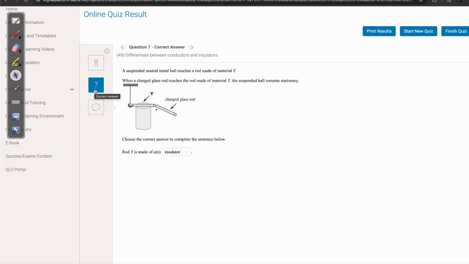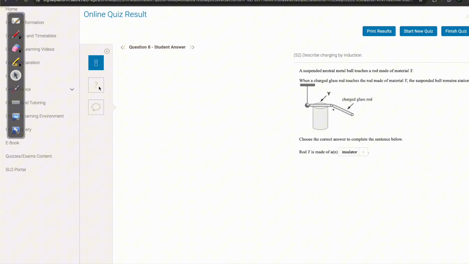Look, when two objects of the same material touch, that does not mean there is a change in charge. So here it's a glass rod. When I say same material, I mean same type of conductor, and there won't be a change in charge. But when there is one conductor and one insulator, there is a change. Glass is an insulator, and since the ball just remains stationary, that means rod Y is the same material, which is an insulator.